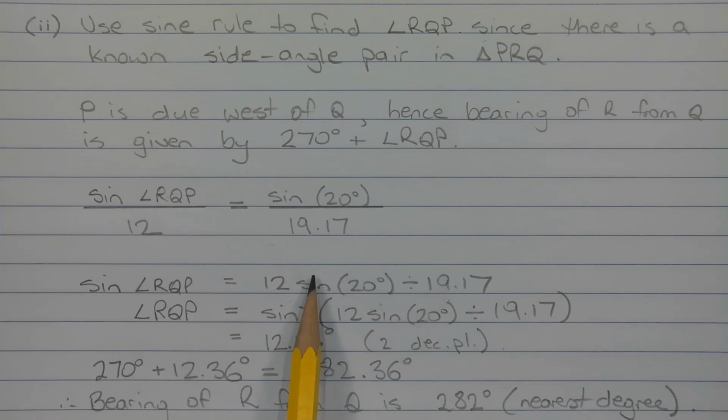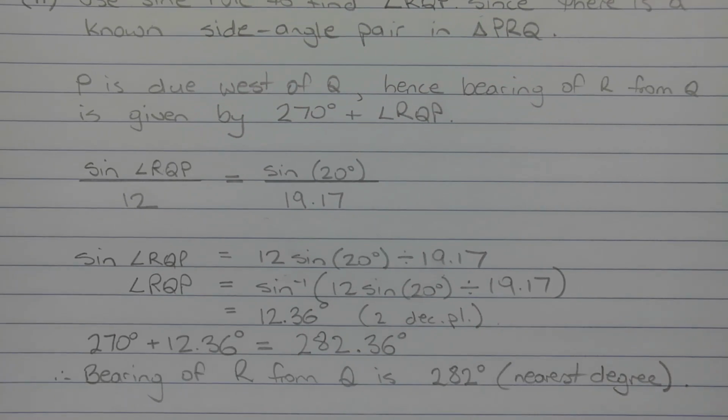Taking the inverse sine of both sides, so we can isolate the angle, we get angle RQP is equal to inverse sine of 12 sine 20 degrees divided by 19.17, which evaluates to 12.36 degrees, correct to 2 decimal places. So 270 degrees plus 12.36 degrees is equal to 282.36 degrees. Therefore, the bearing of R from Q is 282 degrees, correct to the nearest degree.